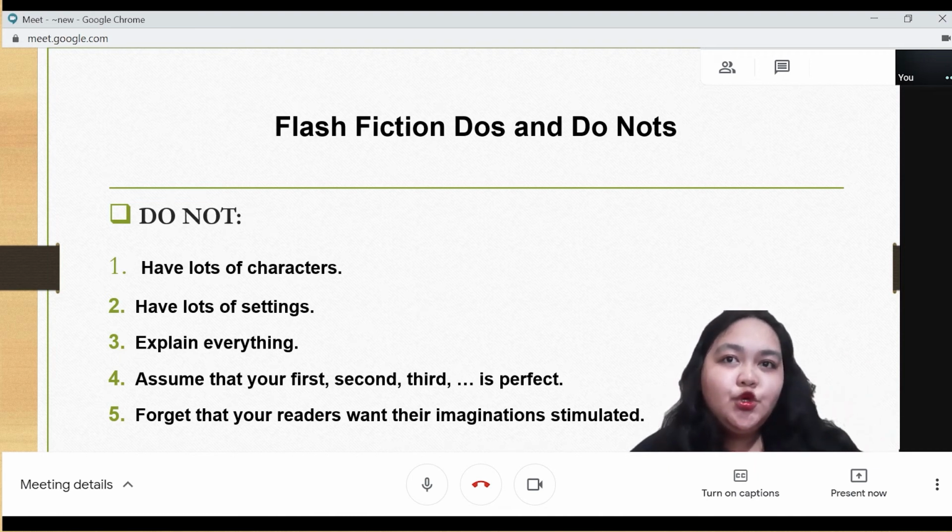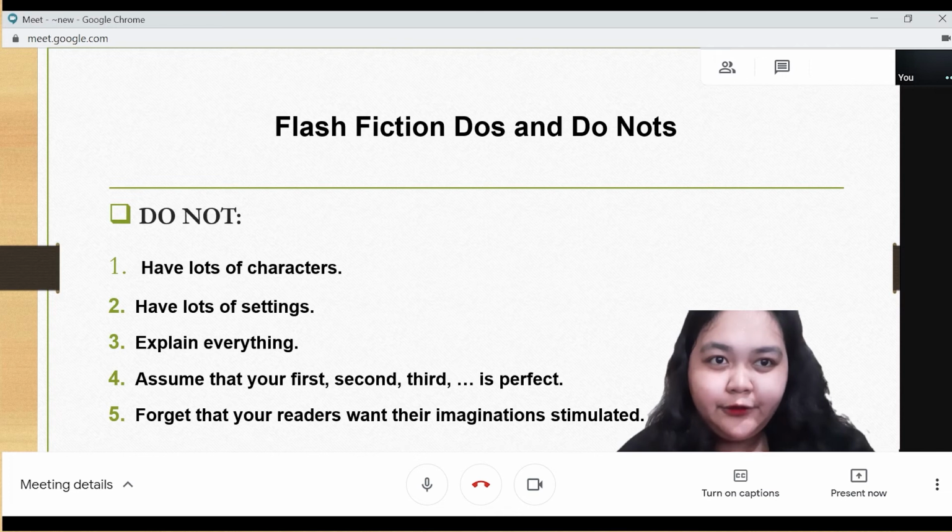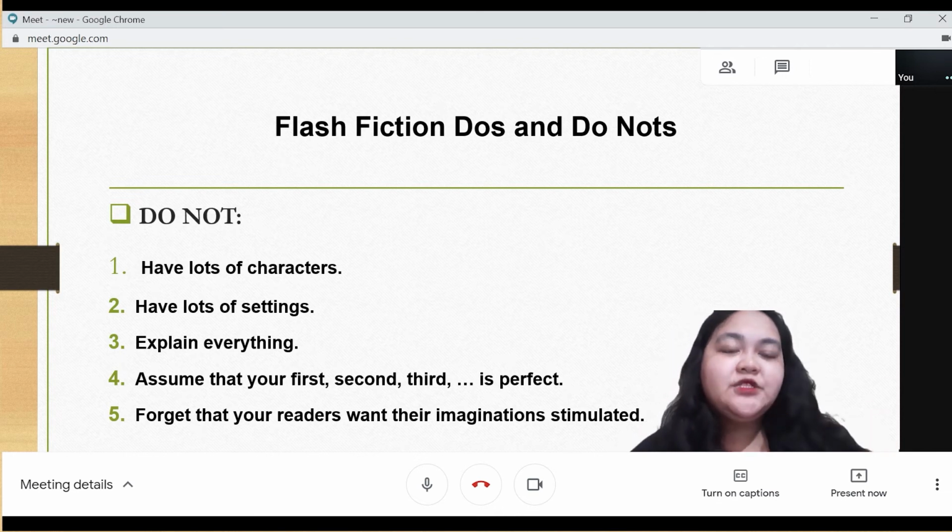Fourth is, do not assume that your first, second, and third draft is perfect. Accept changes. Accept minimal errors that you're going to change in your story.